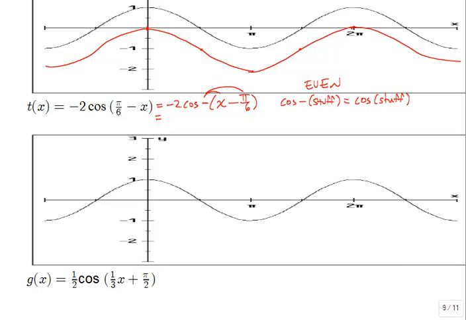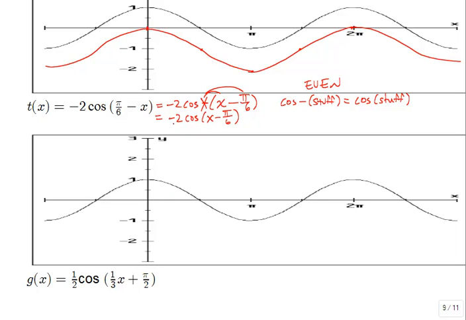So what that means for us is that I can ignore this negative and just think of this as negative 2 cosine parentheses x minus pi over 6. And now we've just cleaned it up a little bit, put it into a nicer form. We can disregard that reflection over the y-axis because the graph already has that reflection in place. So we don't need to worry about it, and that means we have fewer things to deal with.